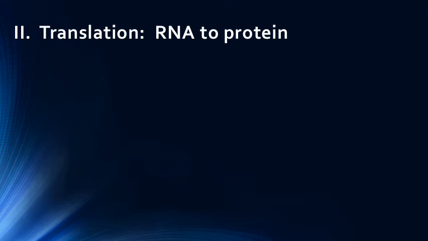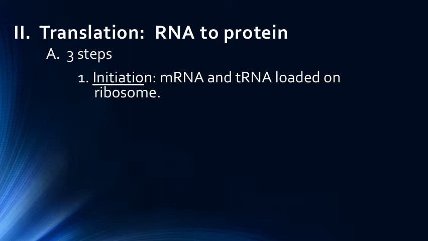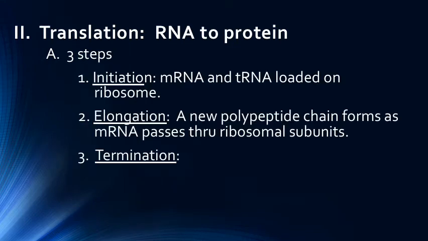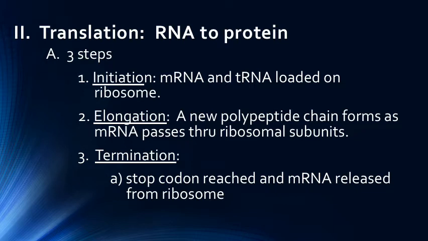So we're now going to get to the second part of protein synthesis, and that's called translation. We've transcribed the DNA into messenger RNA. Now we have to translate that messenger RNA into a protein. This also involves 3 steps: initiation, elongation, and termination. That's pretty convenient. It's the same 3 steps as in transcription. So let's go over those 3 steps.